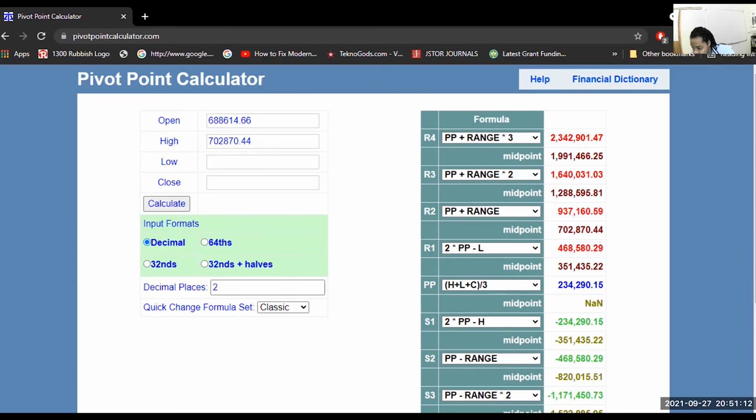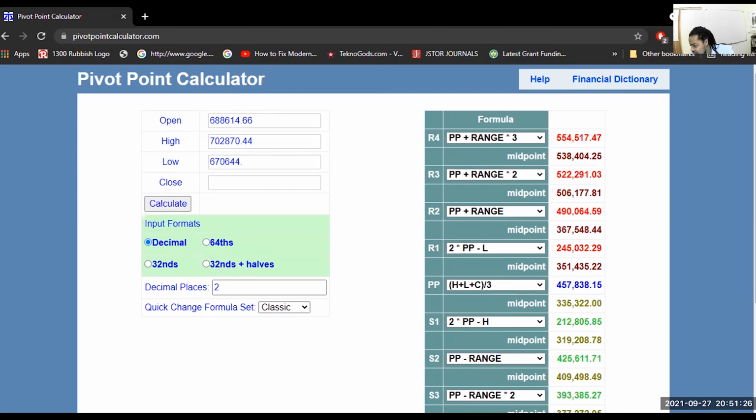All right. Now the low is 670644. Comma. Come on, 040. Right, so you have to be as accurate as you can with this kind of stuff. And then the close of the day, where did markets close? And the manual way would obviously be to read this stuff off your charts.